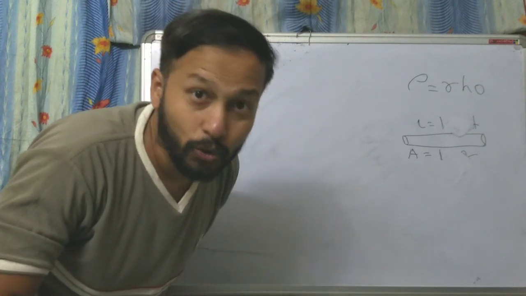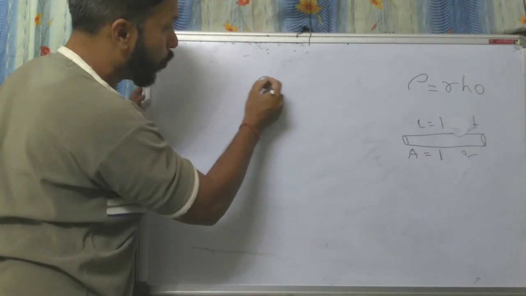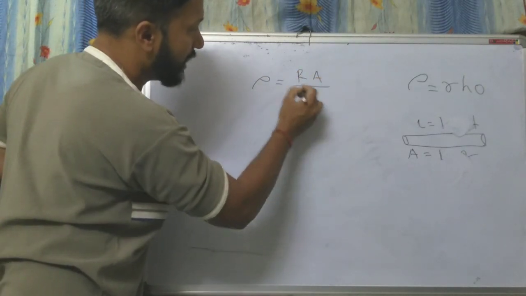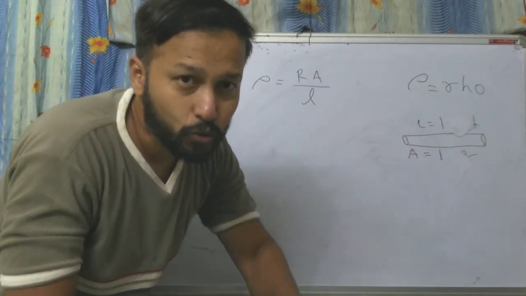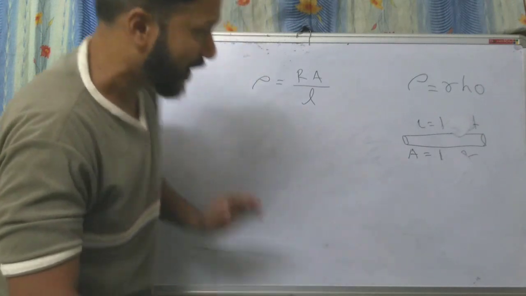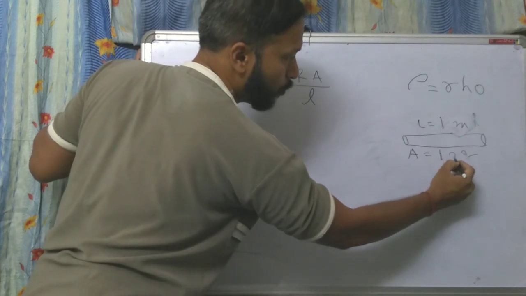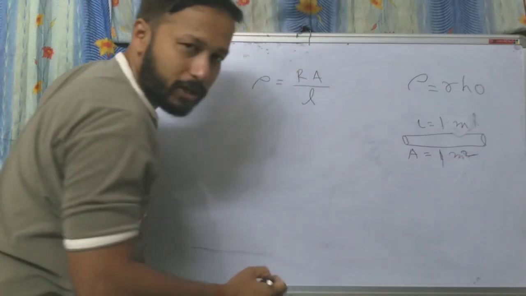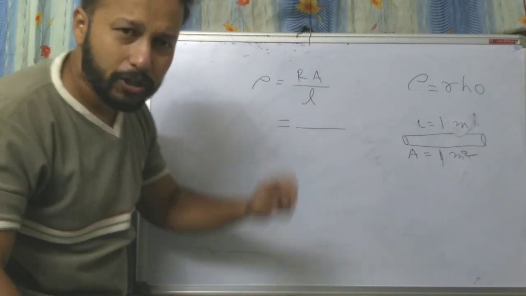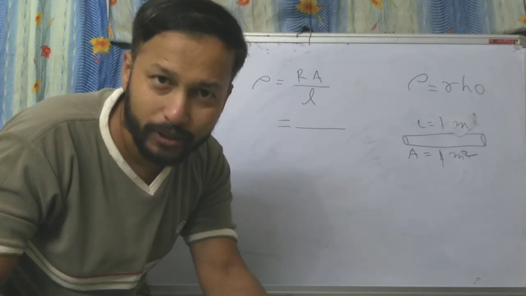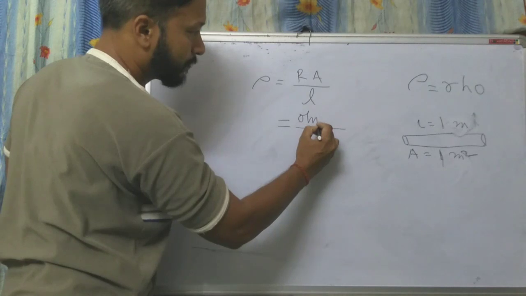Now we will see how to find the unit of specific resistance. To find the unit of specific resistance, we'll use the same equation. Rho equal to RA by L. Fine. We will take the same wire whose length is 1 meter and area is 1 meter square. So length is 1 meter and area is 1 meter square. Understood? Let us put the value. Now, what is the unit of resistance? Ohm. We know that, we already discussed in the previous parts of this video. It's ohm.